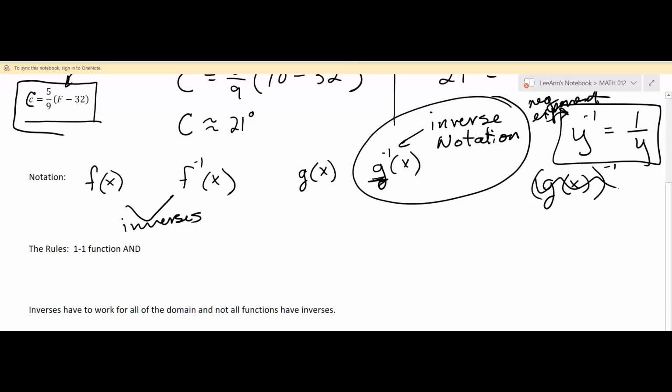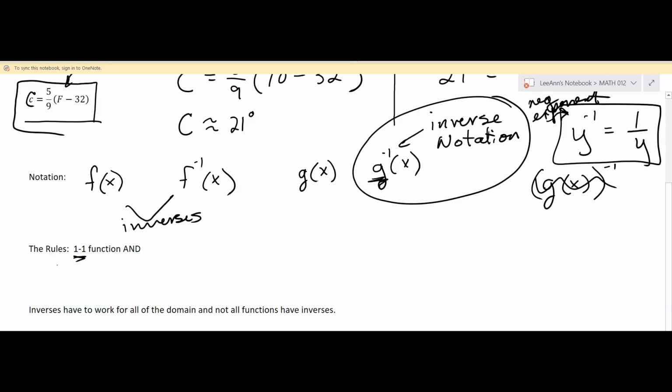Okay, so the rules. First of all, in order for a function to have an inverse, it has to be one-to-one. If it's not a one-to-one function, it doesn't have an inverse. Now, you can sometimes restrict things to get a function to be one-to-one. Sometimes you can't. Just keep that in mind as we later on talk about that.